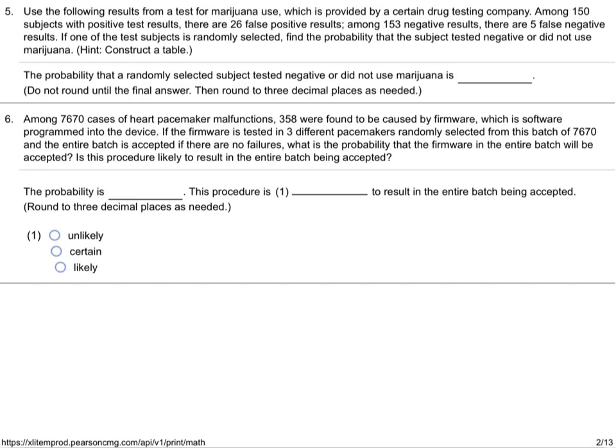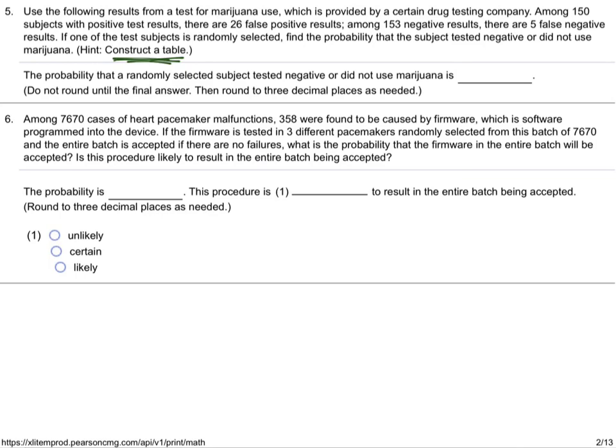Hint, construct a table. On one of the test versions, there is a construct a table one. So this is just like the last one, but harder because we have to make our own table. Otherwise, it's just like the last one. So can we do that? Let me give you a second to think. All right, here we go.